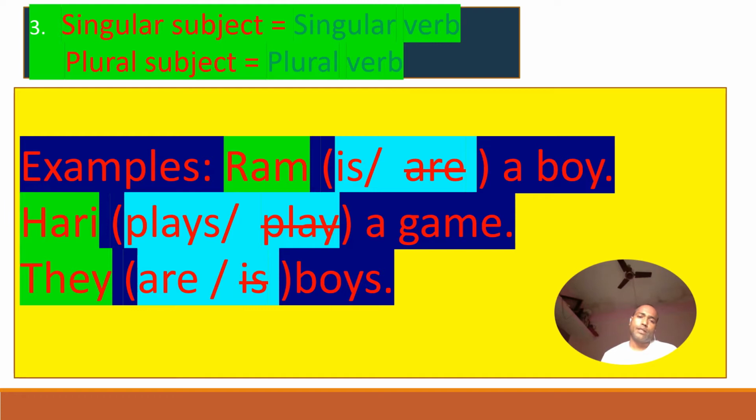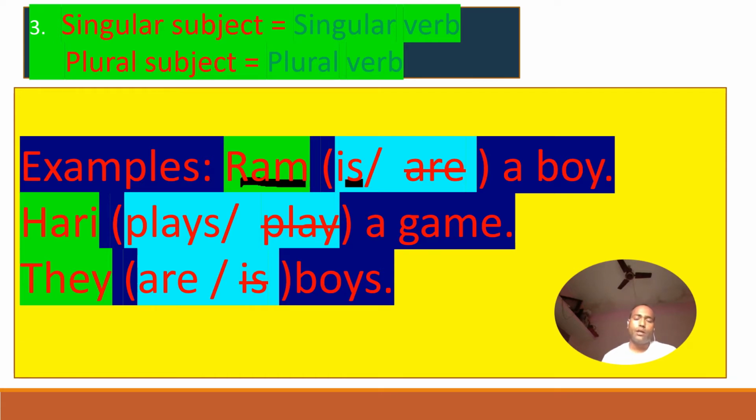Ram, we can see here Ram, right? Ram is singular. So is is used there, but not are, because this is singular. Am is singular and is is also singular, but are is plural.